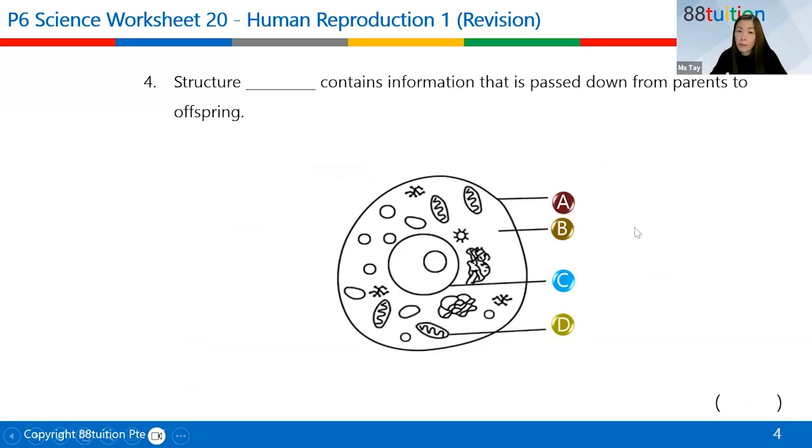I think Getso just came in. Now, question four. Also one error. So look at this. You need to identify the structure which contains information that is passed down from parents to offspring. Parents to offspring. We know that it is structure C.